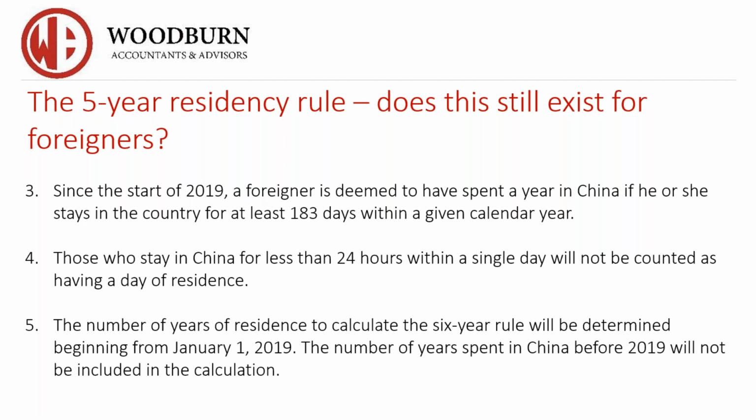The number of years of residence to calculate the 6-year rule will be determined beginning from January 1, 2019. So this is very critical. Basically, on Jan 1, 2019, everything was reset for all foreigners. The number of years spent in China before 2019 will not be included, only the days thereafter.